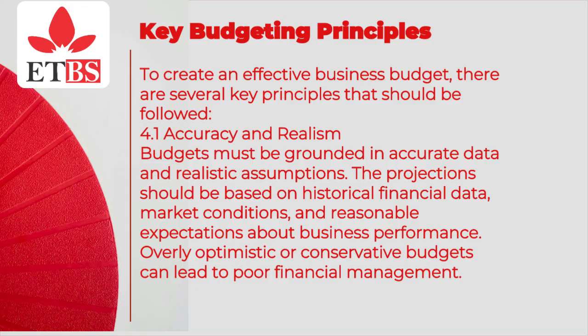Key components of an income statement: revenue, sales, the total income generated from the sale of goods or services; cost of goods sold, COGS, the direct cost of producing goods or services sold; gross profit, revenue minus COGS; operating expenses, indirect costs such as marketing, rent, utilities, and salaries; net profit or loss, the final profit after subtracting all expenses, taxes, and interest from revenue.